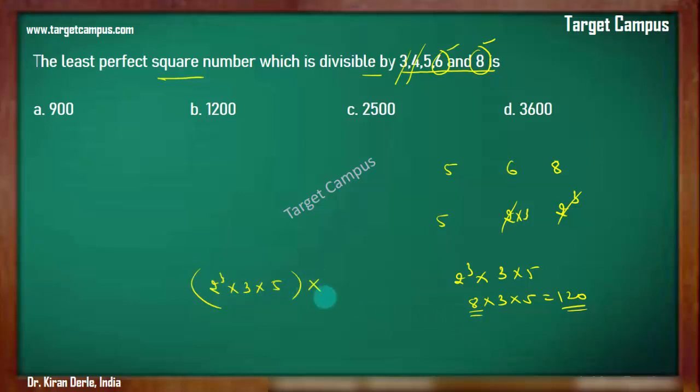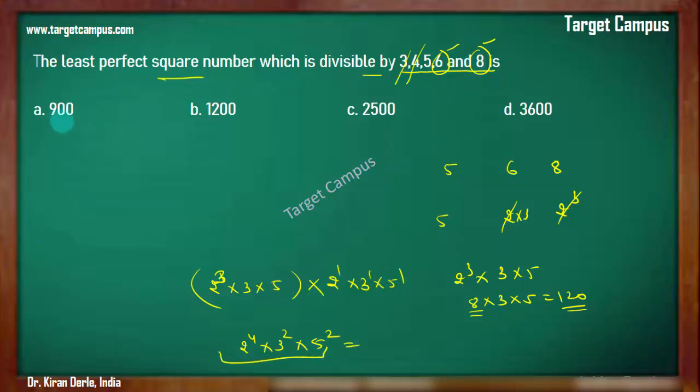We want to make it a perfect square. So this is 2 cube, and we want to give it one more 2, the least number, so it will become 2 raised to 4. One 3 is needed, so this will become 3 square. One 5 is also needed, so this will become 5 square. This is the least such number which is divisible.